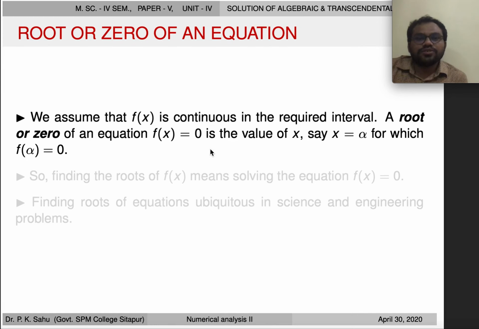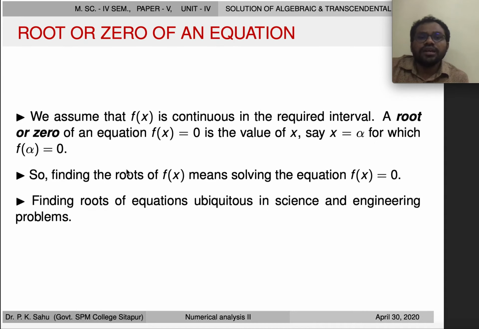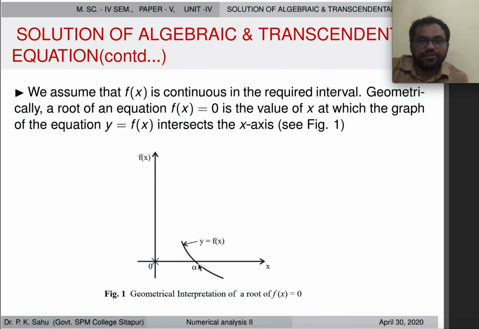Now, we know what is root or zero, but again, let's revise what is root of an equation. We know that for an equation f(x) = 0, the root or zero of an equation is that value of x, for example, x = alpha, for which f(alpha) = 0. Means it satisfies the given equation f(x) = 0. So, finding the root of f(x) means solving the equation f(x) = 0. Here the root may be real or it may be a complex number. Finding the root of an equation is a very important problem in science as well as in engineering.